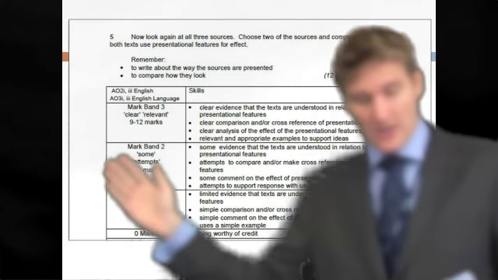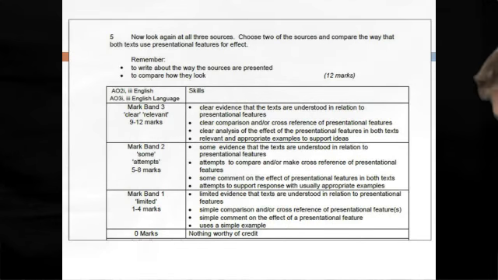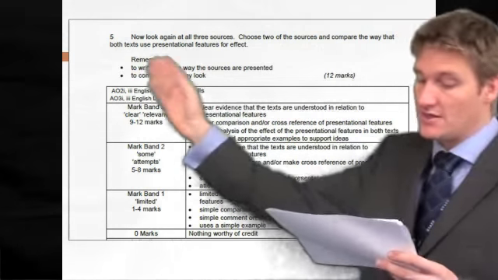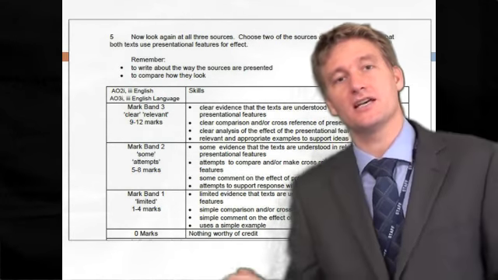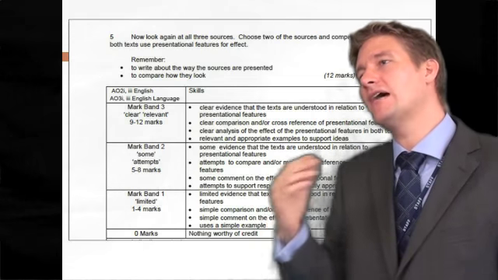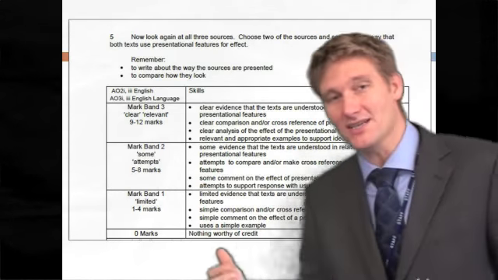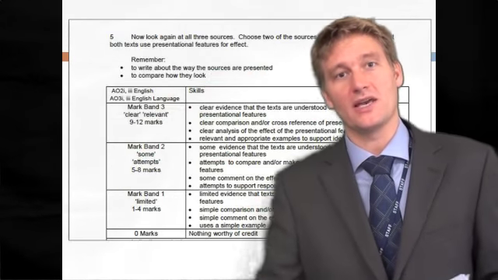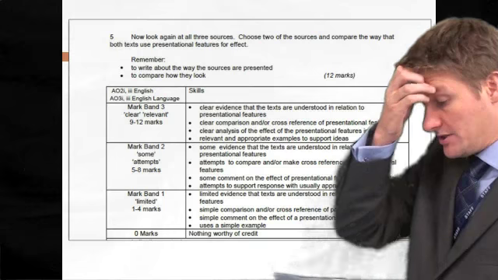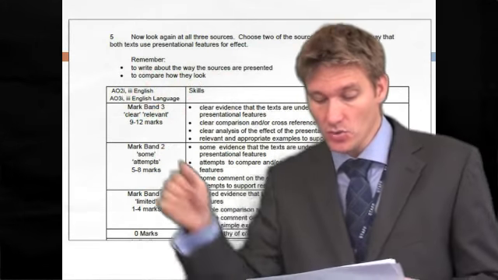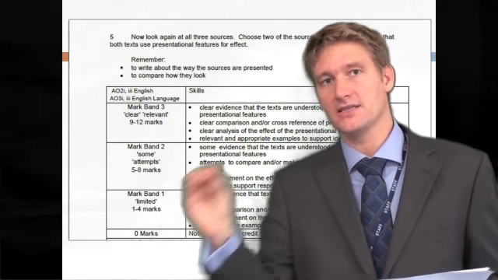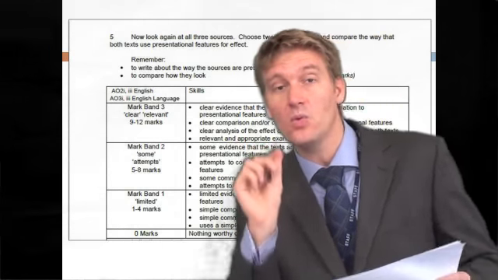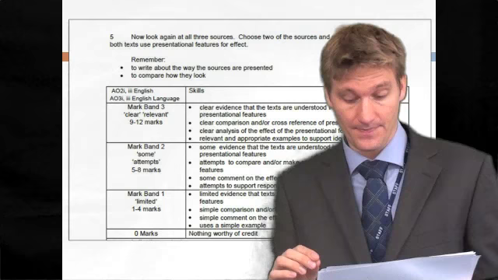Right, the, what do you call it? The mark scheme. Okay, similar-ish to the previous one about language. Clear evidence that the texts are understood in relation to presentational features. Show that you understand the presentation of the text and how it tries to carry the text purpose. So if it's trying to persuade us, how is presentation used to persuade us? Okay. What else? Clear comparison and or cross-reference of presentational features. That is picking out similarities and differences in the two texts that you've chosen, in the way they present the information that they carry. Okay?